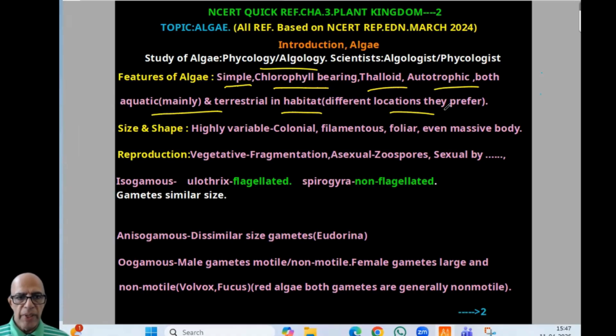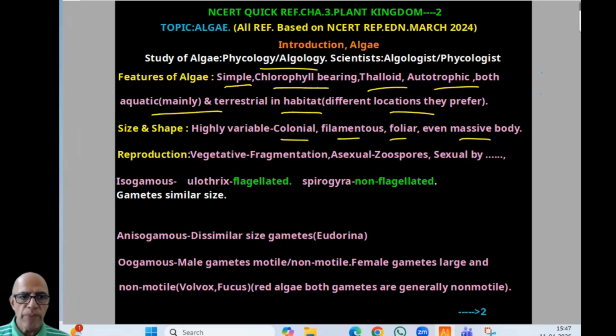Now, size and shape is highly variable. It can be colonial, like a Volvox colony, filamentous, like Spirogyra, Ulothrix, Ulva, even a massive body like kelps. Now, reproduction. Basically, 3 types of reproduction. One is vegetative, mainly by fragmentation. Other is asexual by zoospores. And sexually by 3 methods: isogamous, anisogamous, and oogamous.